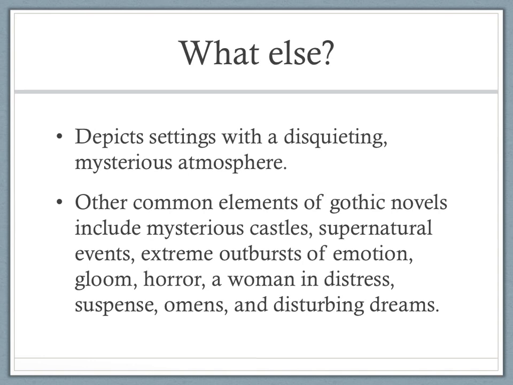Suspense, omens. An omen is like a bad sign, a sign that something bad is going to happen. So kind of like foreshadowing a bit. And then lastly, disturbing dreams. That's another big characteristic of Gothic literature. Of course, we've already seen disturbing dreams in Wuthering Heights in those first couple of chapters. So dreams will play a very interesting role in this novel, so be on the lookout as you annotate this novel for disturbing, creepy, ominous dreams.